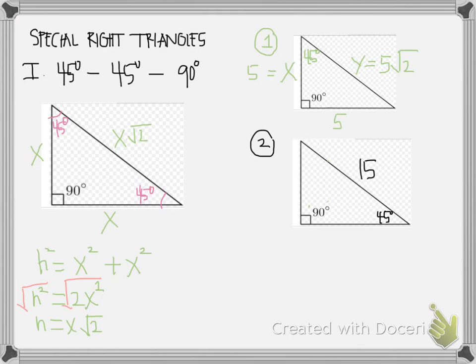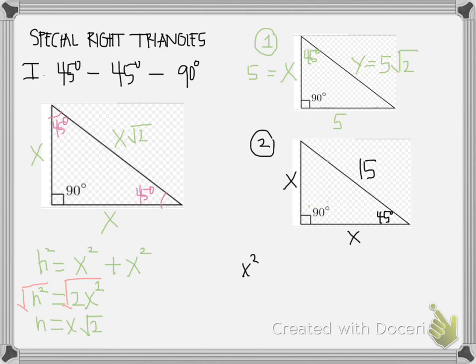Okay, so let's try this one here. So here I've got a right triangle. It's special because one of the angles is 45, so that means the other one's going to be 45. So what does that mean? That means that my two legs are going to be congruent. They are the same measure, right? So I could find this by using my 45, 45, 90.